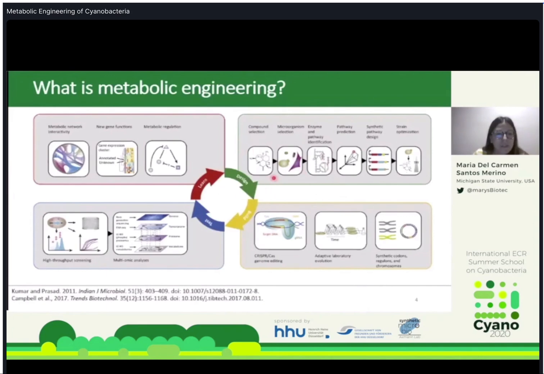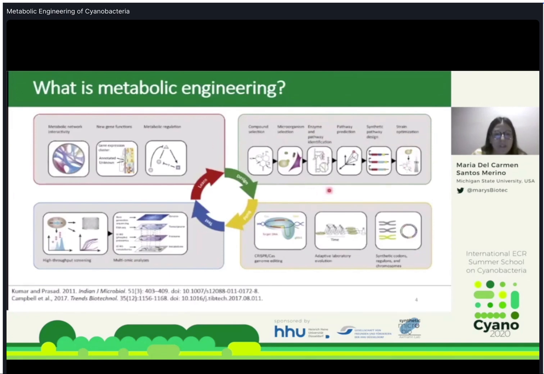It starts with the step of design, in which we need to define which compound we want to produce. We need to select the host. In this case, we are going to use cyanobacteria. We also need to decide which enzyme pathways are involved in the production of these compounds. We can use synthetic design to introduce these pathways in the host. And after that, when we have decided all these steps, we need strain optimization.